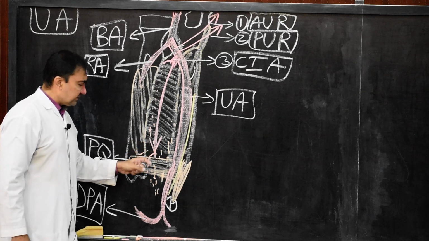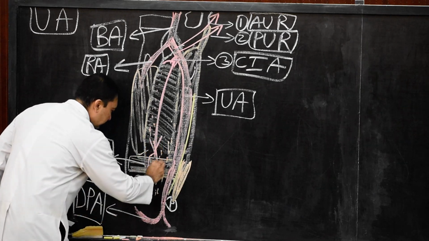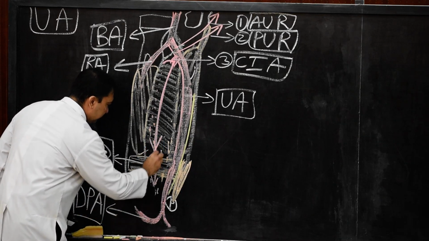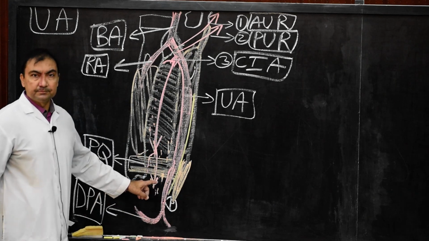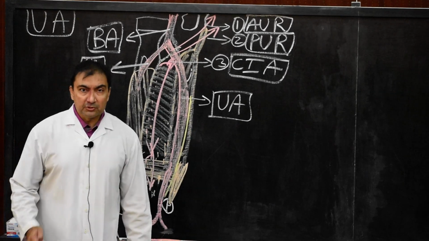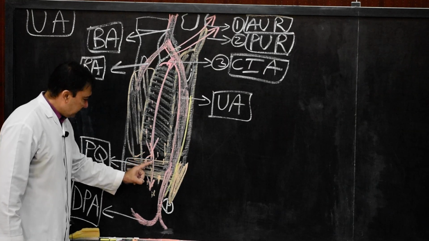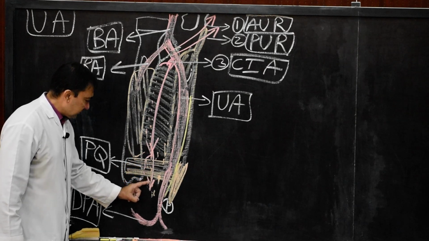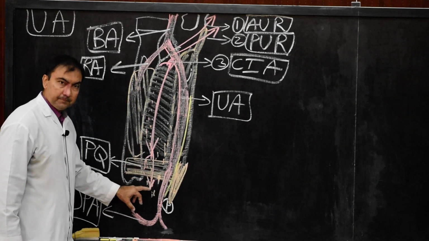Now, before it passes into the posterior compartment, this anterior interosseous artery will give a branch. Here, I am showing this. It will give a branch in front of pronator quadratus. So, therefore, this anterior interosseous artery is giving a branch in front of pronator quadratus, towards the lower end of the radius and ulna.